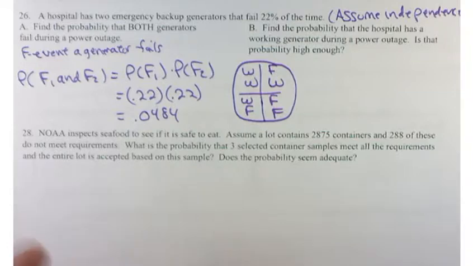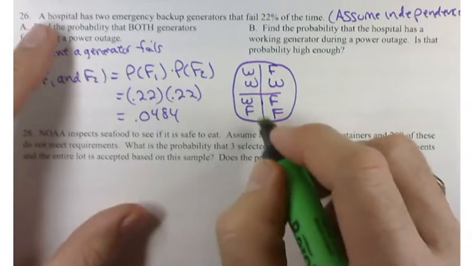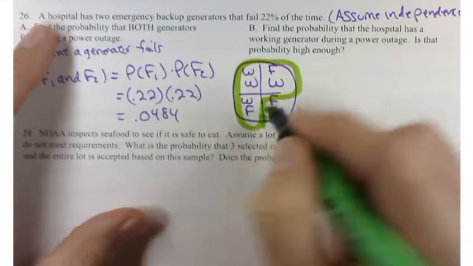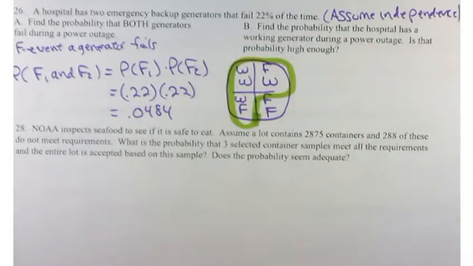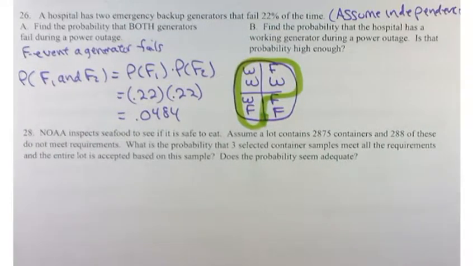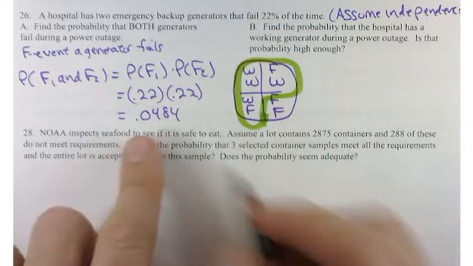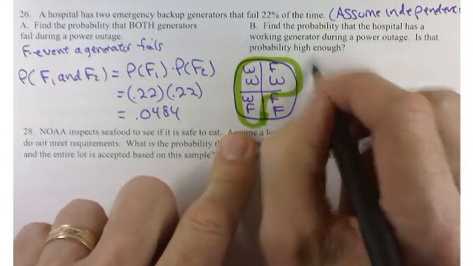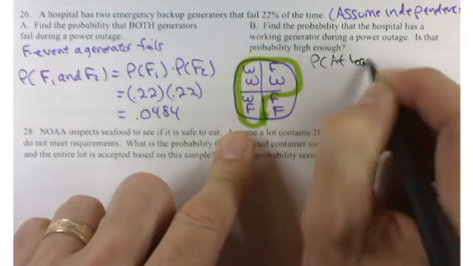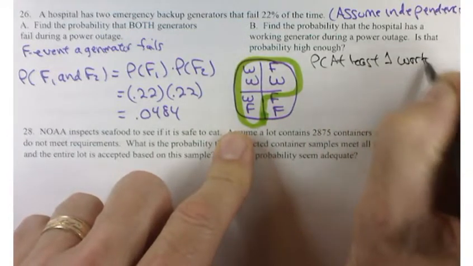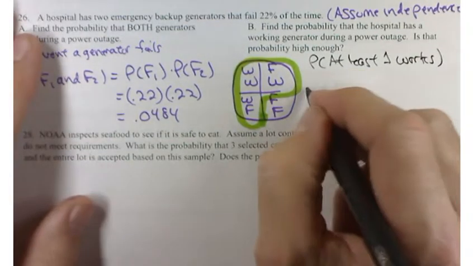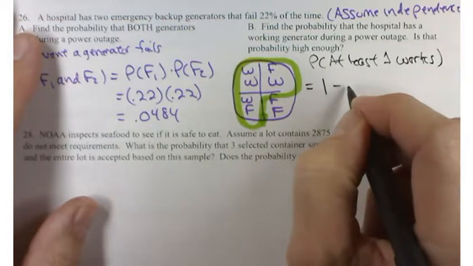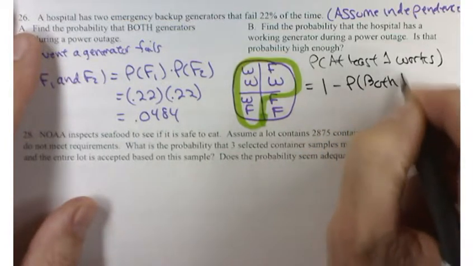If you're to try and figure out the probability that at least one works, that would be any of these three, right? They both could work, one could work, the other could work, etc. But that means calculating three probabilities. What I'll do instead is I'll use the complementation rule. The probability that at least one works, what's the opposite of at least one works? Yeah, they both fail. It's going to be 1 minus the probability that they both fail.